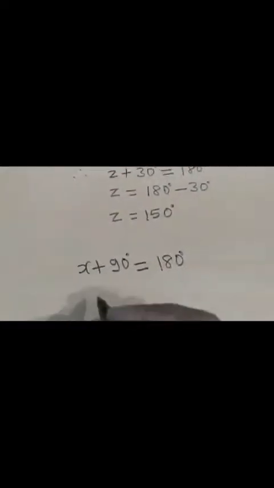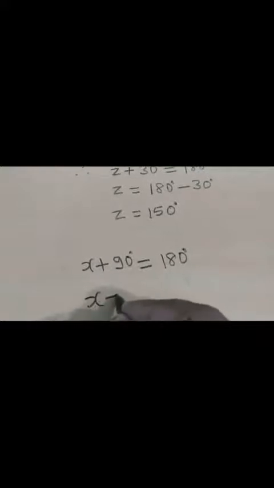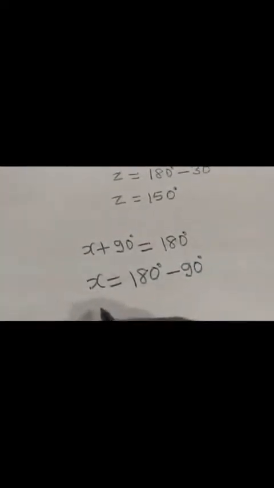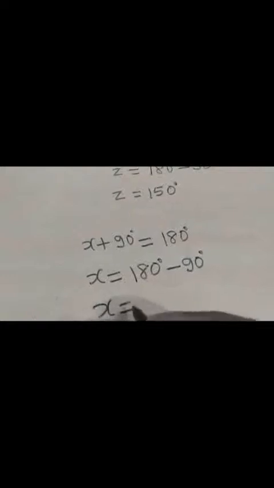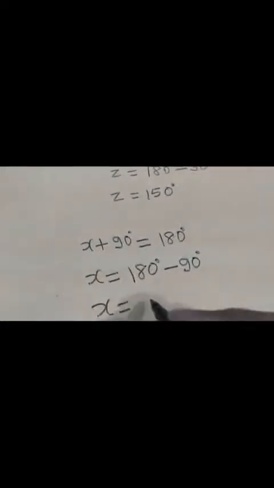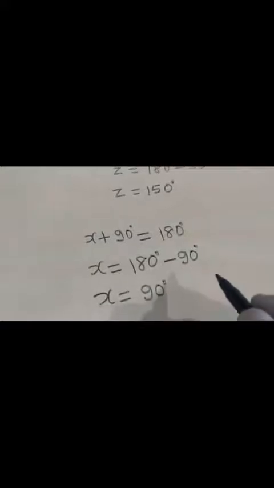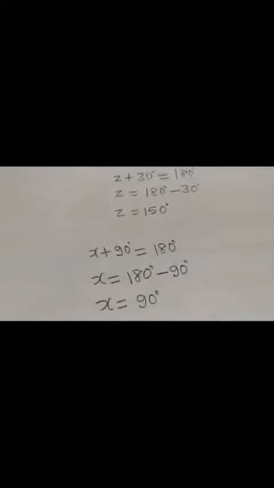Okay, so x is equal to 180 degree minus 90 degree, or x is equal to 180 minus 90 is 90 degree. Clear? So in this way we find the value of x is 90, value of z is 150, and value of y is 120.